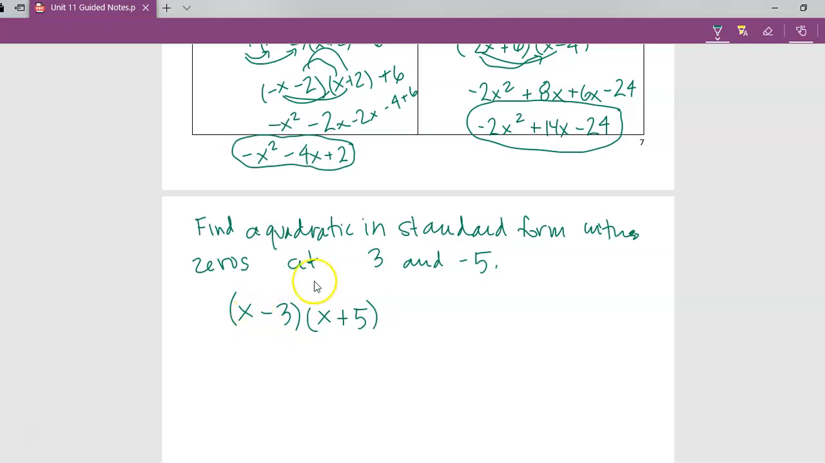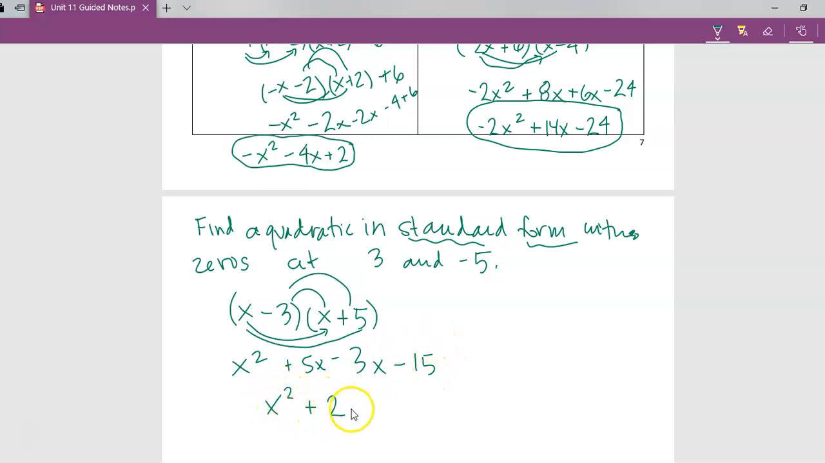Basically just going the opposite of finding zeros. If I have factored form and I want to find the zeros, I set each of these equal to 0 and I solve for x. If I'm given the zeros, I would take the opposite sign and put them back in as factors. So this would be the polynomial that these zeros came from. And then since I need it in standard form, I'm going to go ahead and multiply it out. So x squared plus 5x minus 3x minus 15. So this would give me x squared plus 2x minus 15. So there's the standard form.